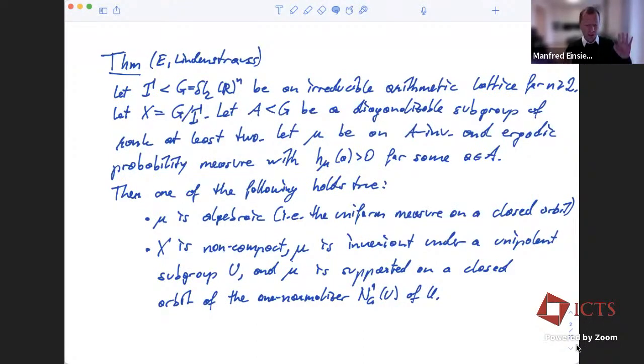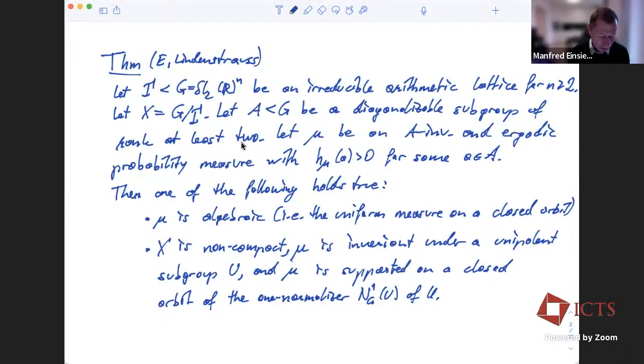It's a specialized conference, so I really jump into the full version of the theorem. And here it is. We take an irreducible arithmetic lattice in SL2(R) to the nth power. n should be at least 2. We take the quotient of this Lie group by this irreducible lattice. We let A be the diagonal subgroup or diagonalizable subgroup of G of rank at least 2.